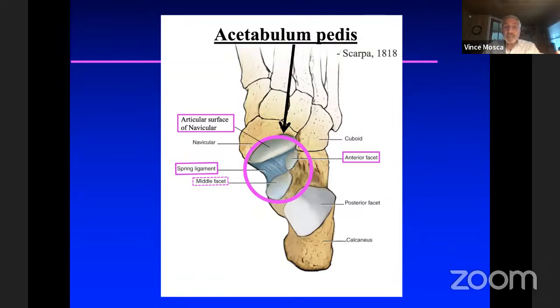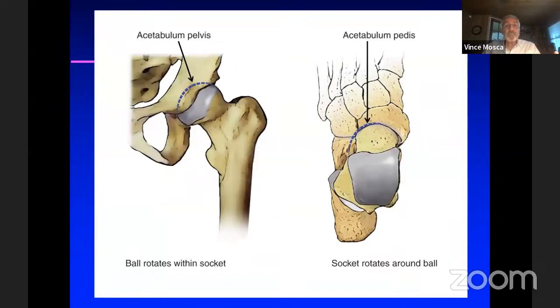That was what he called the acetabulum pedis. I think what he meant, and it was written in Italian, I've tried to read it, interpret it, he thought that we could compare the subtalar joint with the hip. At the hip, there's an acetabulum pelvis. We just call it the acetabulum, but it's the acetabulum of the pelvis. In the foot, there's an acetabulum pedis, the acetabulum of the foot.